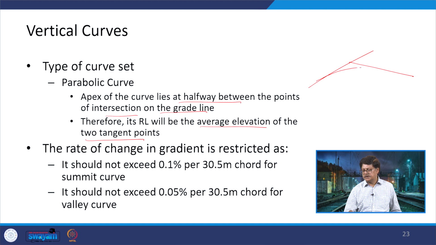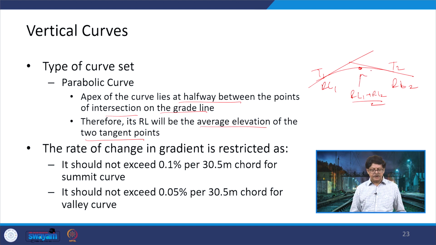So, if it starts here and ends here, this is T1, this is T2. RL1 and RL2 will be there. So, the RL of the apex point here will be (RL1 plus RL2) by 2. The rate of change of gradient is restricted here. It should not exceed 0.1% per 30.5 meter chord for the summit curve and 0.05% per 30.5 meter chord for the valley curves. This is another thing to keep in mind, and this will allow you to calculate the length of the vertical curves.